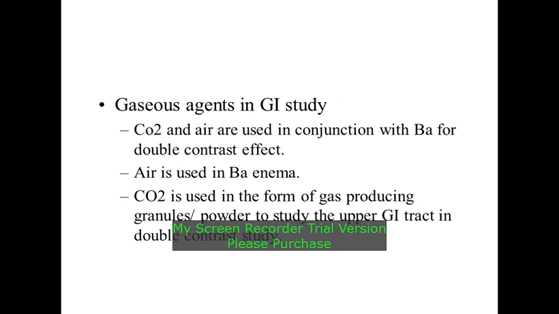Gaseous agents in GI study. Carbon dioxide and air are used in conjunction with barium for double contrast effect. Air is used in barium enema. Carbon dioxide is used in the form of gas-producing granules or powder to study the upper GI tract in double contrast study.